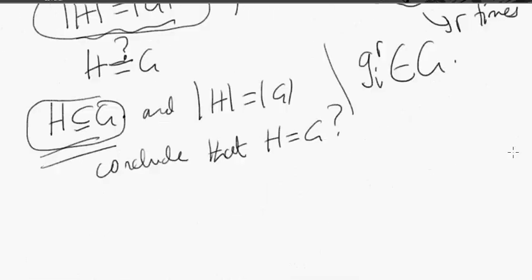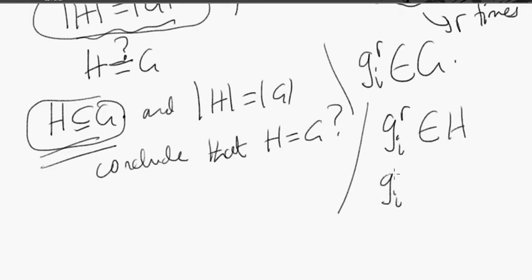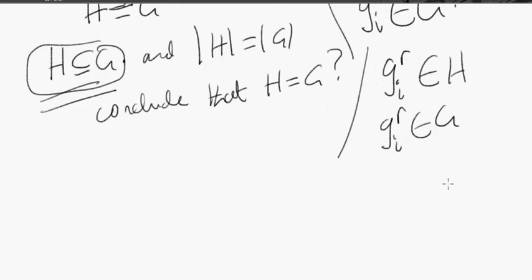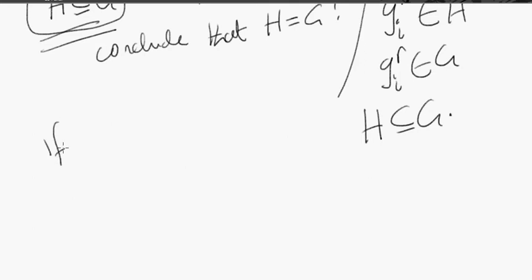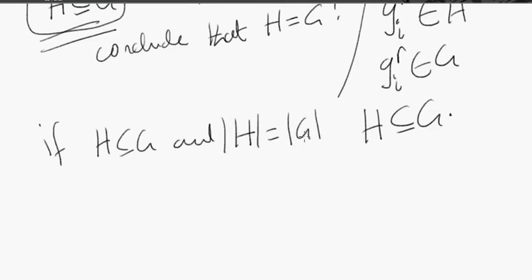Okay. If we can conclude that, then we've shown that for every element g sub i to the r in H, g sub i to the r is also in G. Can we conclude from that that H is actually a subset of G? All right. So if H is a subset of G and the order of H equals the order of G, isn't that the same as saying that H equals G?